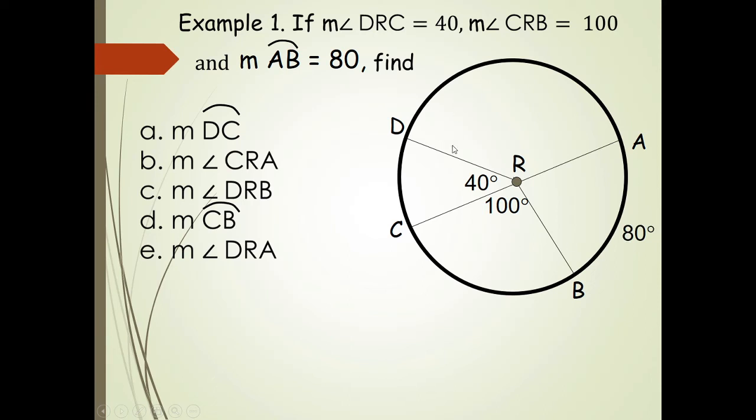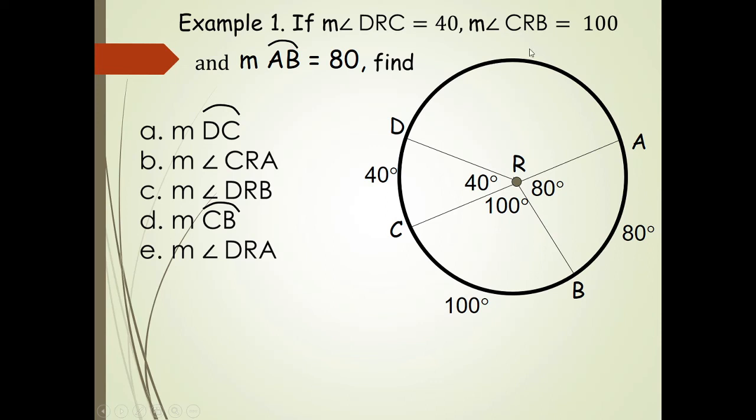Now, I'm going to complete the measures first before I will answer this. Mas madali yan. Unahin natin dito sa 40, which is the measure of a central angle. Ang sabi, it's equivalent to the measure of its intercepted arc. So, kung 40, then arc DC is also 40. Next, angle CRB is also a central angle, so hanapin yung intercepted arc. That means 100. And then, arc AB is 80, so its central angle is also 80. You see, it's easier.